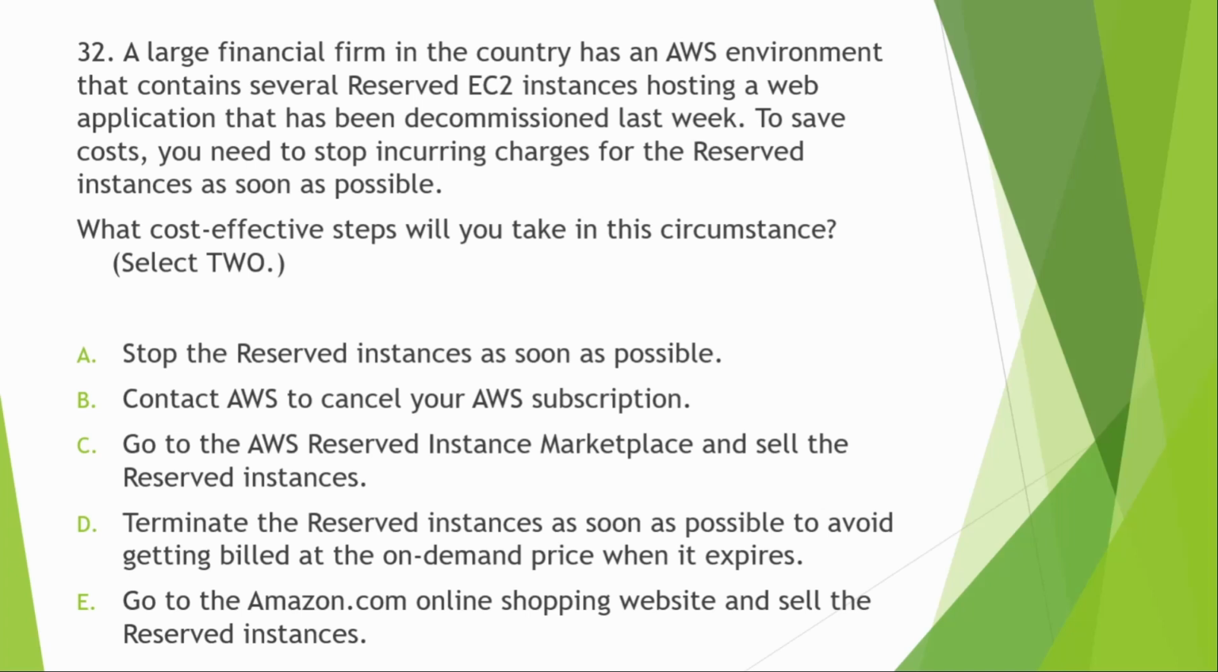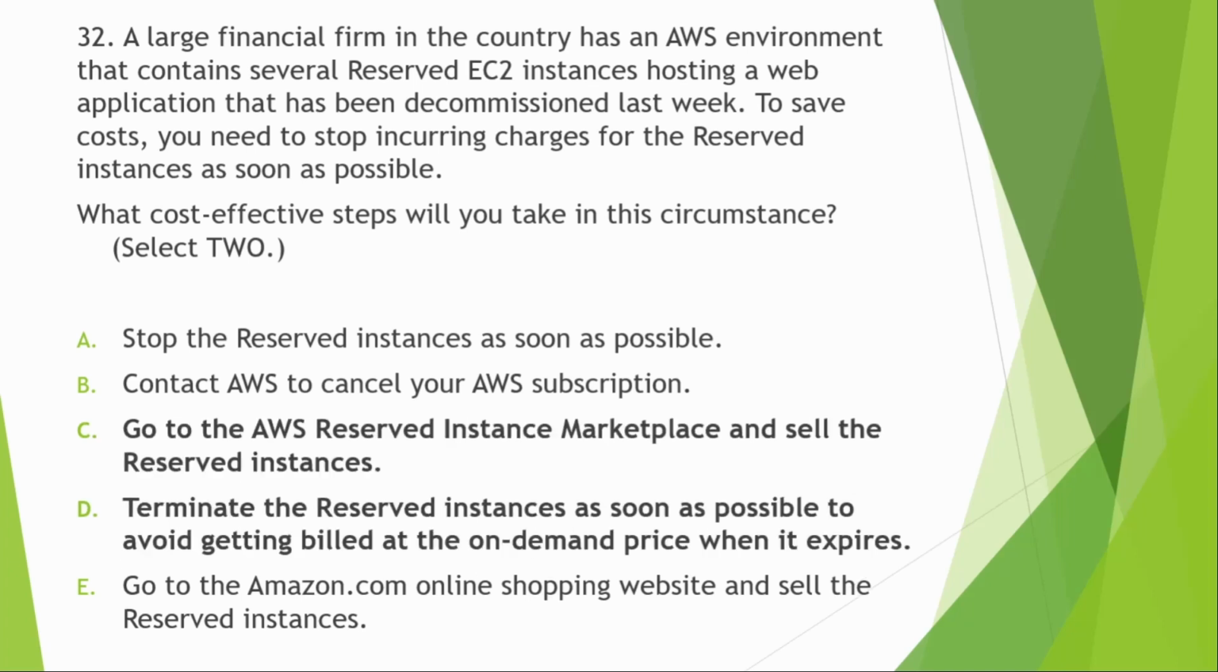Then coming to the next option, terminate the reserved instances as soon as possible to avoid getting billed at the on demand price when it expires. Correct, this is one way to stop the cost. Okay, and go to amazon.com online shopping website. No, no, no, guys, please. Amazon.com online shopping will not let you sell your AWS reserved instance. You have a specific AWS reserved instance marketplace to sell it. You cannot go and sell it on amazon.com. So the correct answer to this is go to the AWS reserved instance marketplace and sell the reserved instances, and terminate the reserved instances as soon as possible to avoid getting billed.